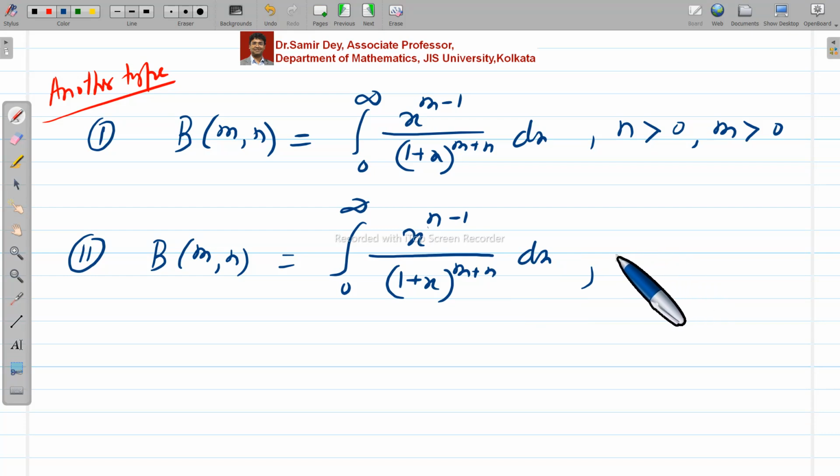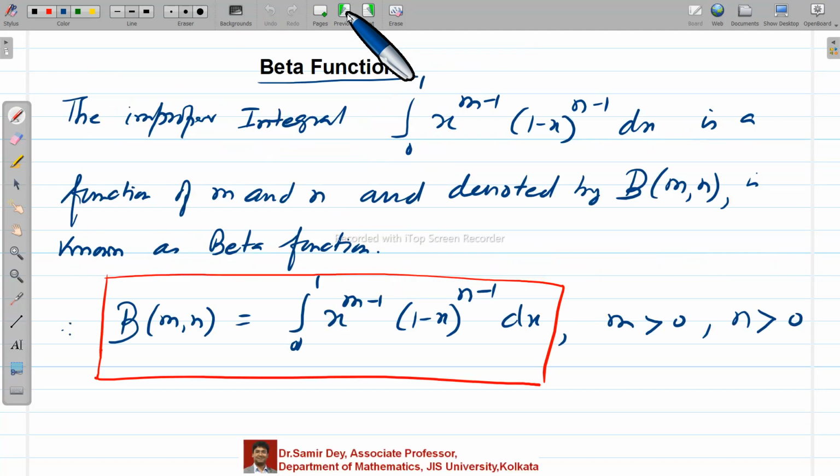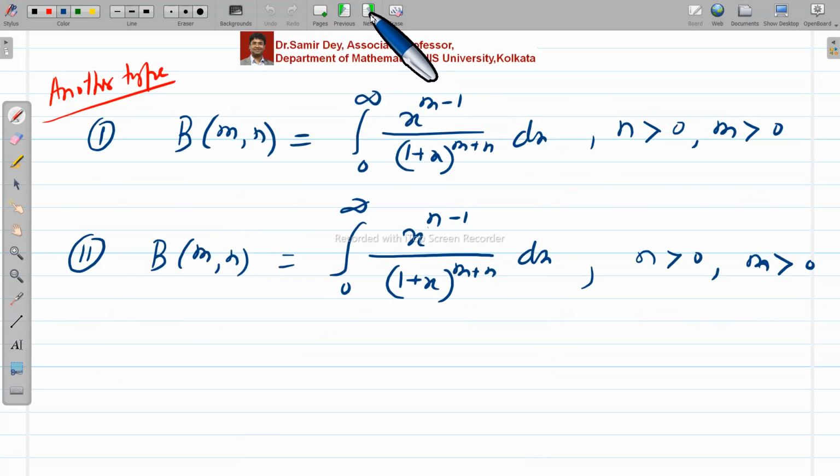This is also valid for n positive and m positive. Clear? Try to understand: the main difference is that here it is x to the power m minus 1, and here it is n minus 1. Basically all these forms come from the standard form. Whatever the form, all are coming from your original. Another form, the most important one, your third one, is very important.